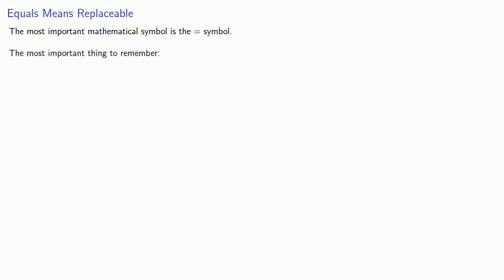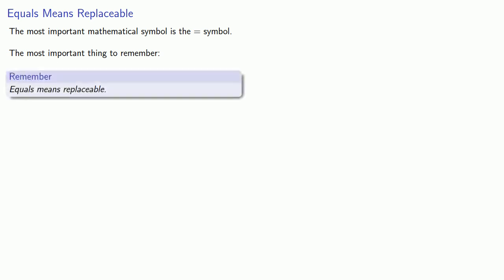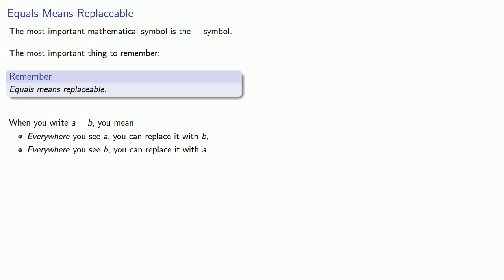To understand writing equations, it's important to keep in mind that the most important mathematical symbol is the equals symbol. The important thing to remember about this, equals means replaceable. When you write A equals B, you mean that everywhere you see A, you can replace it with B, and everywhere you see B, you could replace it with A. If you keep this in mind, translating a statement in English or any other natural language like Mandarin or Klingon into a mathematical statement becomes much easier.